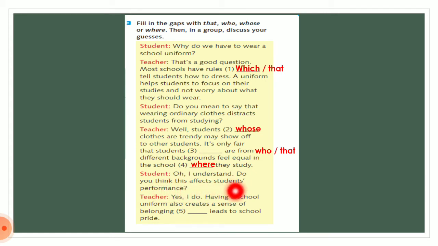Yes, I do. Having a school uniform also creates a sense of belonging, leads to school pride.